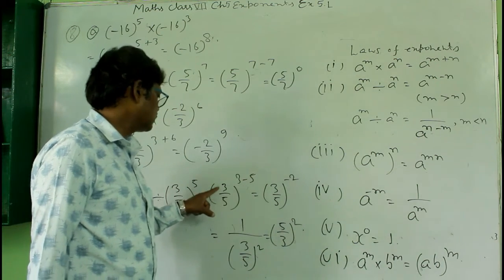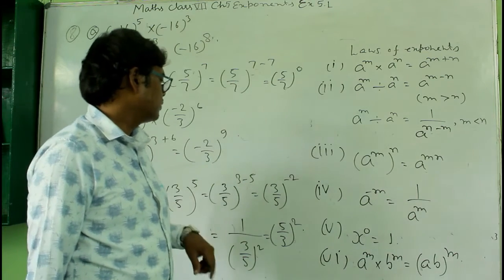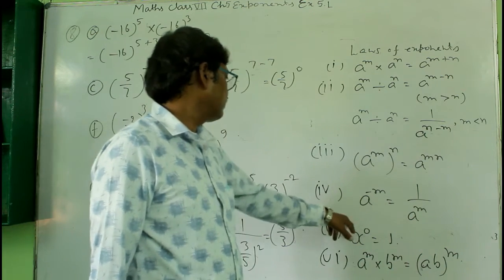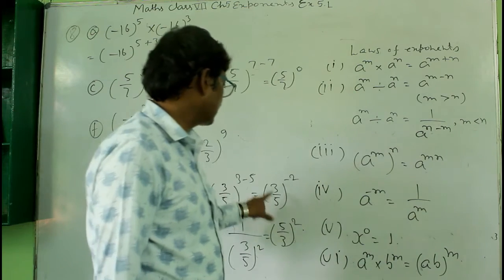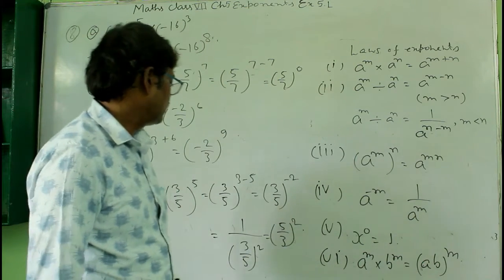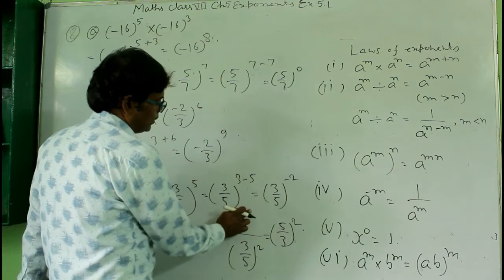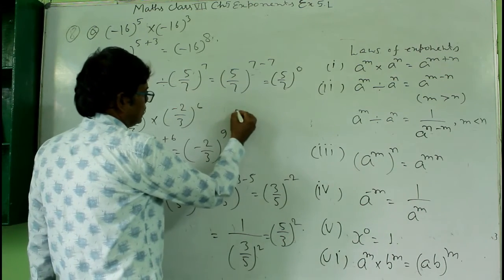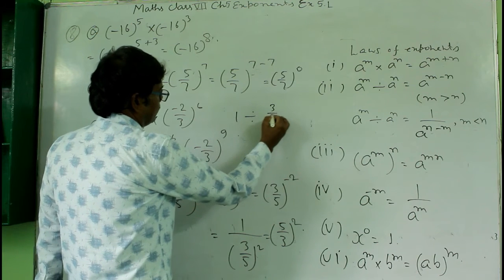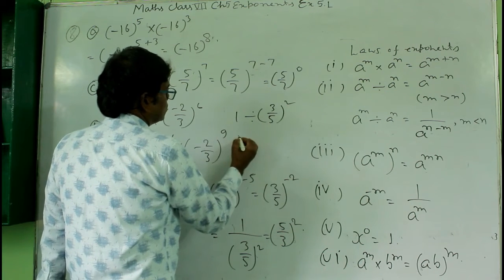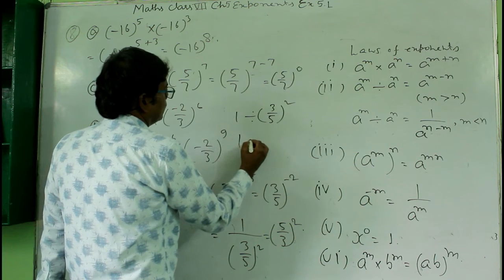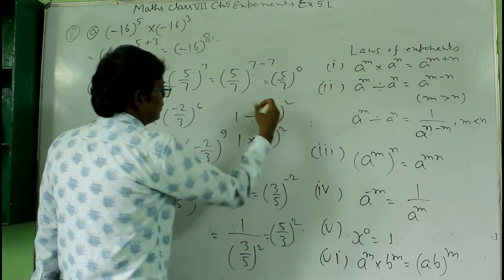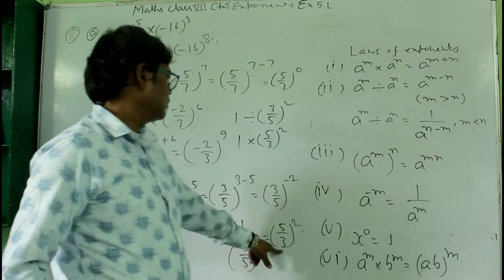See here, it is (3 by 5) to the power 3 minus 5, so it will be (3 by 5) to the power minus 2. Now see the formula: a to the power minus m equals 1 by a to the power m, so we can write this as 1 by (3 by 5) whole square. Now this 5 will go up and this 3 will be down, that is why it is (5 by 3) whole square. You can understand it like this: 1 divided by (3 by 5) whole square is 1 into (5 by 3) whole square, because you have taken the reciprocal here. So you get this answer.